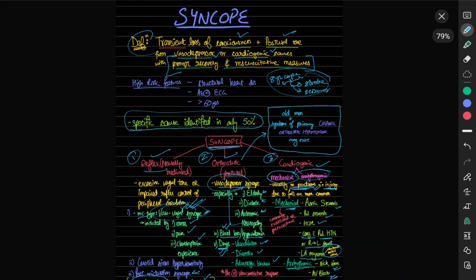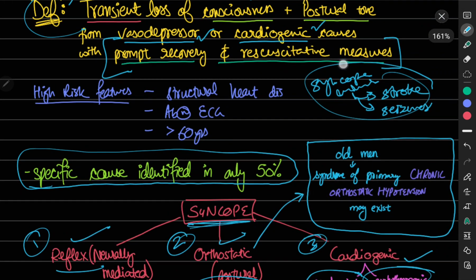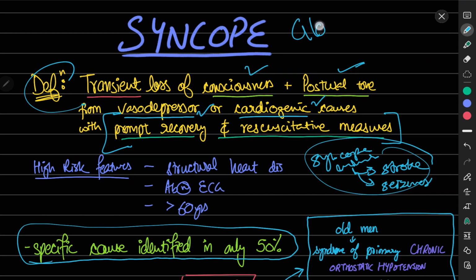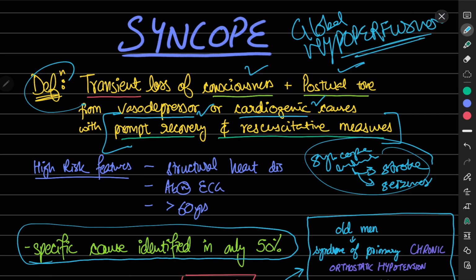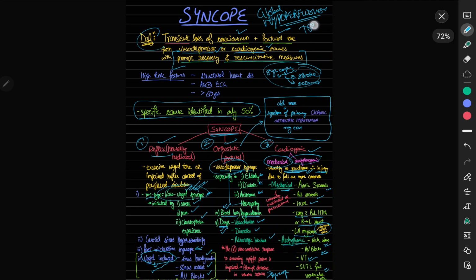So from this, what do we understand about syncope? Syncope is a state of global hypoperfusion that is transient.